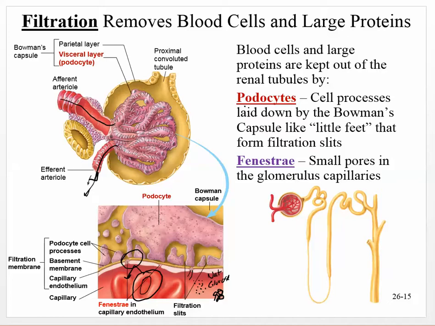Okay, so these specialized cells are called podocytes, cell processes laid down by the Bowman's capsule. They look like little feet, and so that's why they're called podocytes. Like a podiatrist is a foot doctor. These are podocytes, so foot cells.